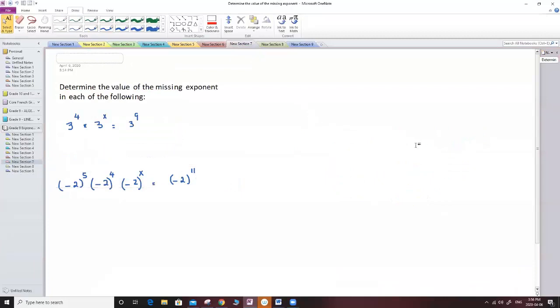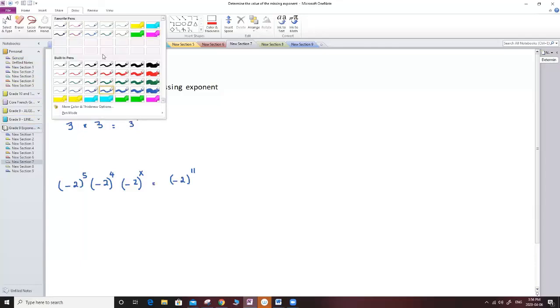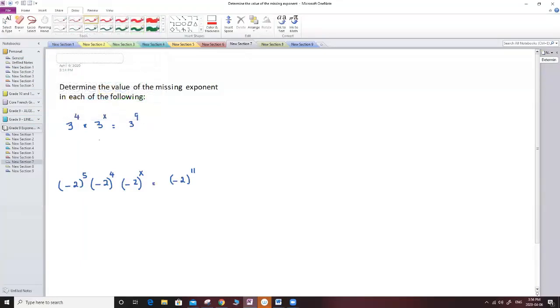And for something like that, if I have a question saying determine the value of the missing exponent in each of the following, let's see this one. I have 3 to the power of 4 times 3 to the power of x equals 3 to the power of 9. I see an equation here.